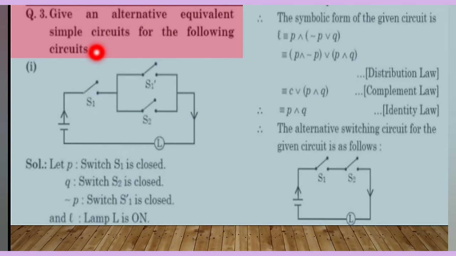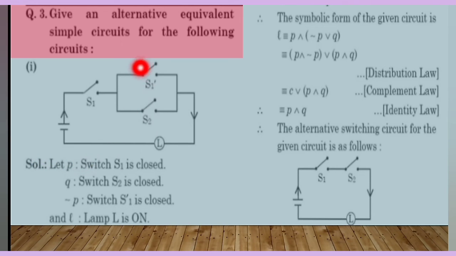Question number 3. Give an alternative equivalent simple circuit for the following circuit. Here this circuit diagram is given. This is the question. Given in the question, we find an alternative equivalent simple circuit. Let's see the solution.